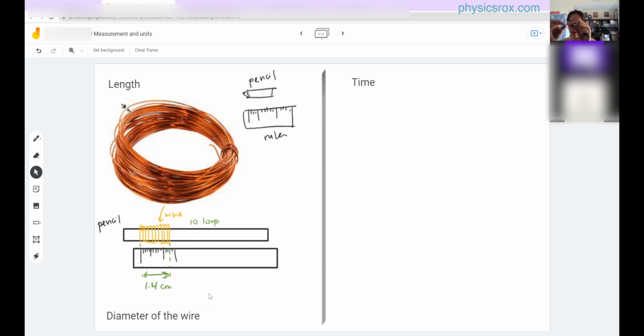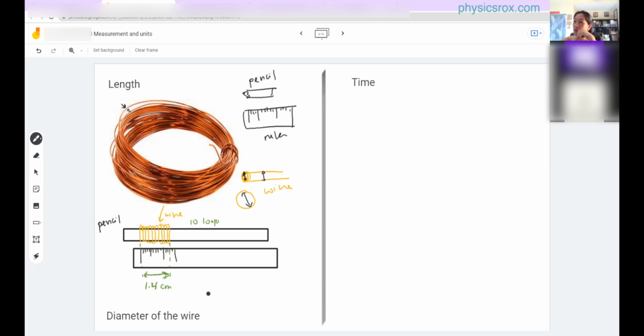I have a wire. I want to measure the diameter. The diameter means what? That means if this is the wire, I want to measure the diameter, meaning this one. You see the circle, right? The circle. I want to measure the diameter of the wire. That means I want to measure this one.